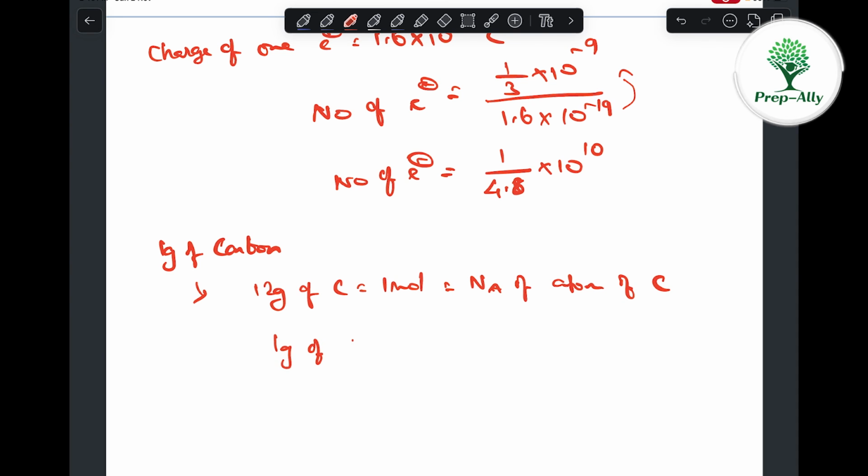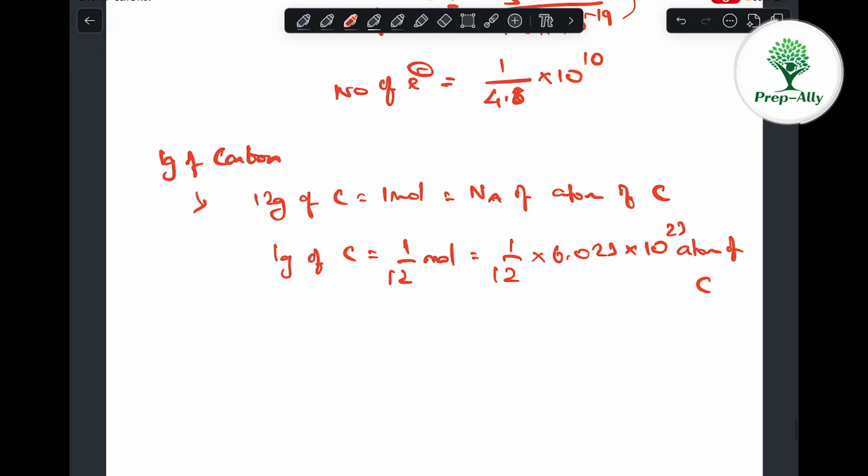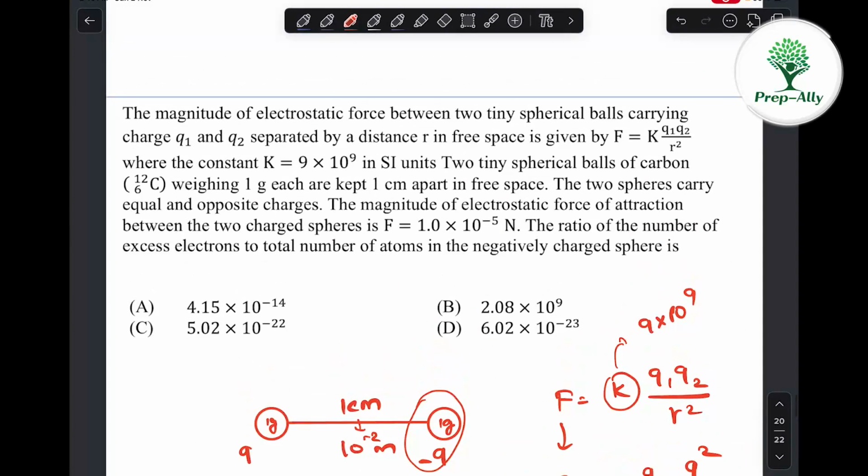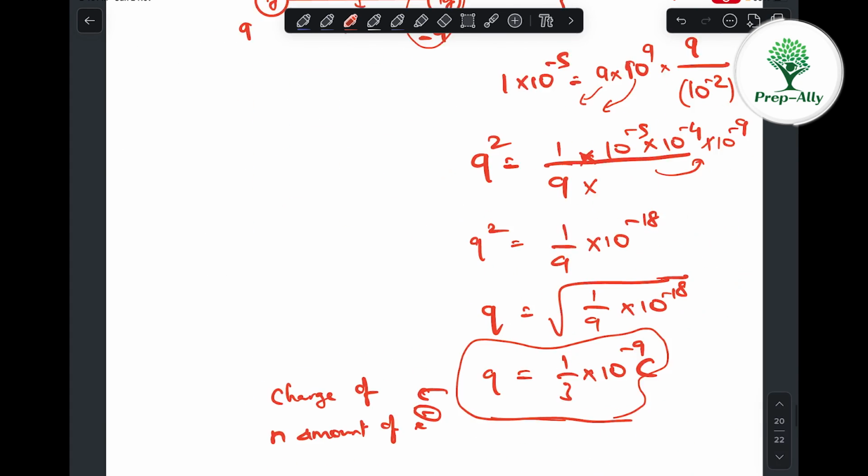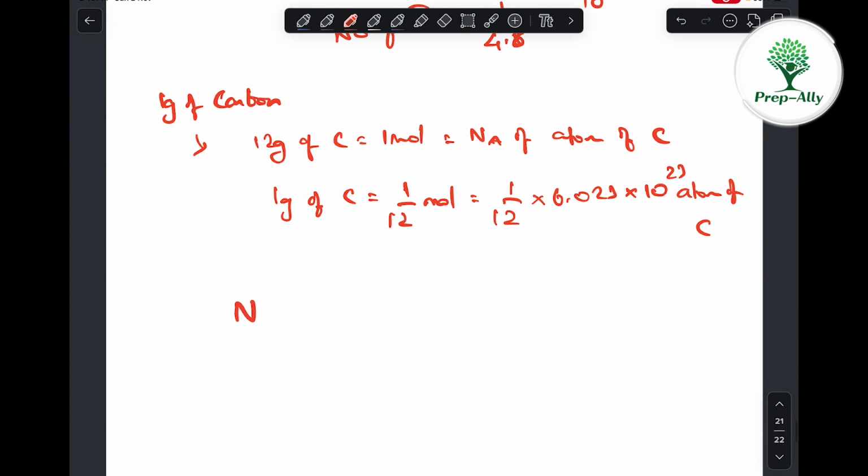Then 1 gram of carbon will be equal to 1 by 12 mole, or 1 by 12 into 6.023 into 10 power 23 atoms of carbon. Now I found it. And now what is the ratio? Total number of atoms. So first one is excess electron, that I have to find the number of electrons in that sphere divided by number of electrons in the carbon sphere.